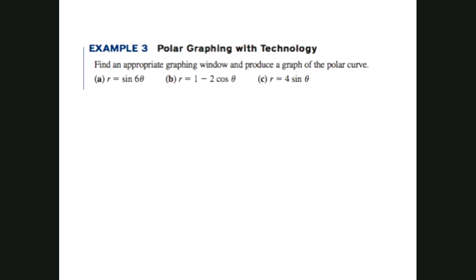All right. Now, this one gets a little bit more difficult. It says, find an appropriate graphing window and produce a graph of the polar curve. So you have a graphing calculator, correct? Yes. All right. So we're going to go into mode right away, and we're going to put it into polar coordinates. You should have something on your calculator that says POL or something like that. That means it's going to be polar coordinates. So we're going to graph this function, sine of 6 theta. I'm just going to type in sine of 6 theta into my calculator.